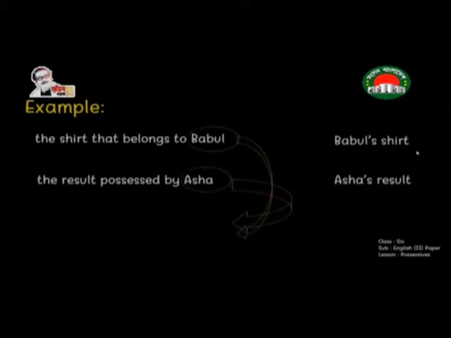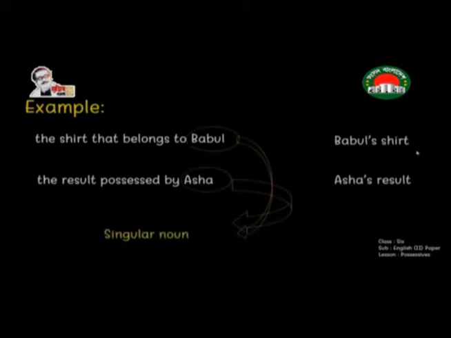So let's see some examples. Can you guess what we can say instead of the shirt that belongs to Babul? Yes, we can say Babul's t-shirt. Similarly, the result possessed by Asha will be Asha's result. Have you noticed all these examples have singular nouns?